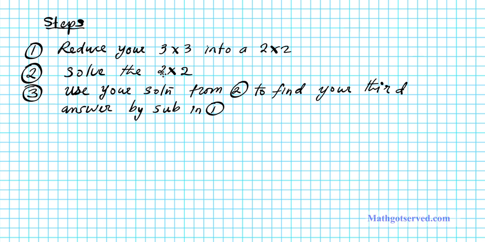So you solve your 2 by 2 and you have 2 answers, but this is a 3 by 3 which was reduced, so you have to find the third answer. That's normally determined by plugging your answers from step 2 into your original equation, which is a 3 by 3 system. All right, let's go ahead and apply these steps to 3 examples.